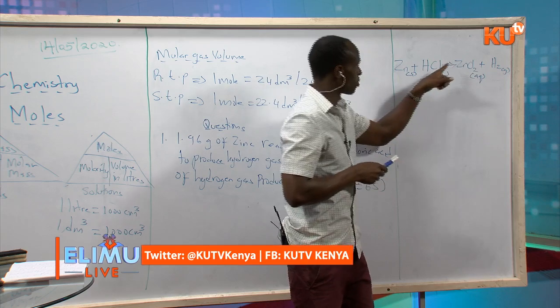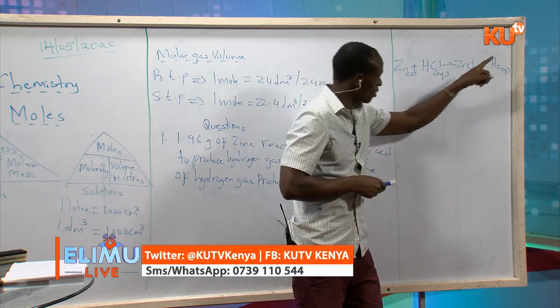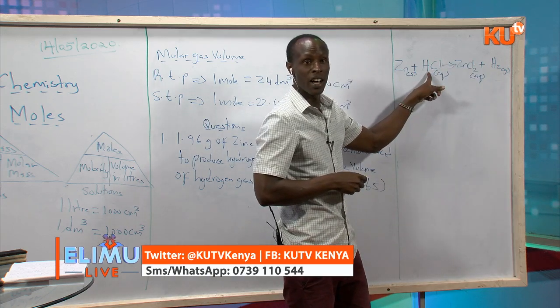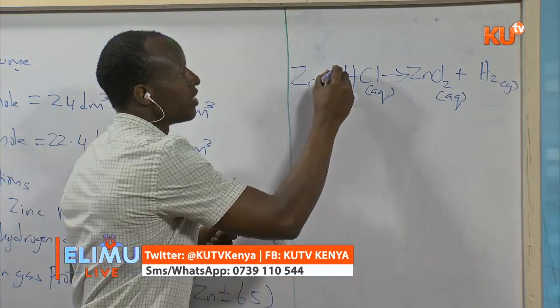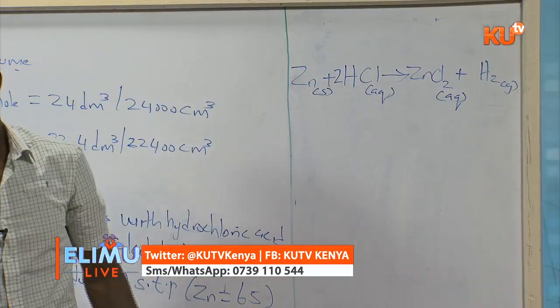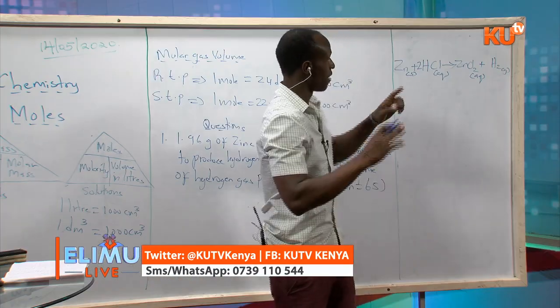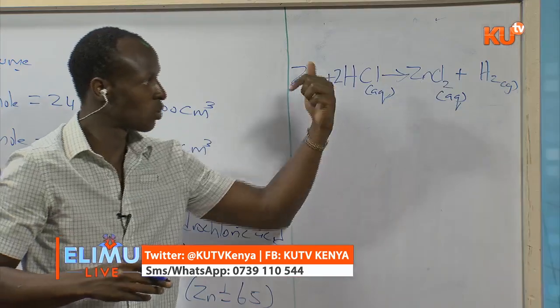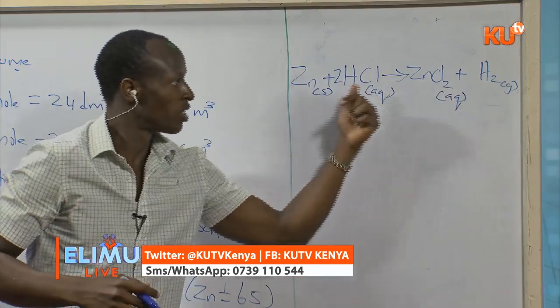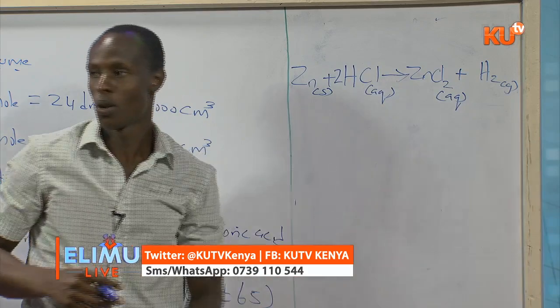I have 2 chlorine atoms on one side and 1 chlorine atom on the other, 2 hydrogen atoms and 1 hydrogen atom. So to balance it, I'll put a 2 there. Then everything is balanced. Zinc is 1, zinc is 1. 2 hydrogen, 2 hydrogen. 2 chlorine, 2 chlorine.